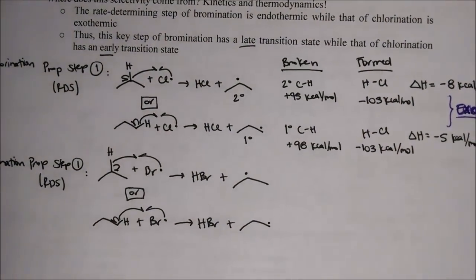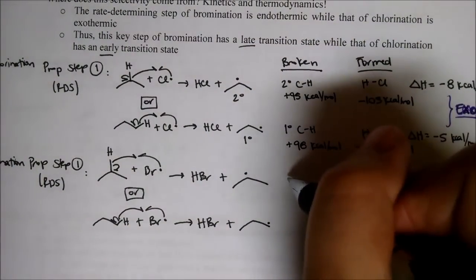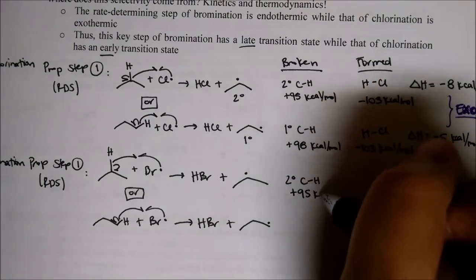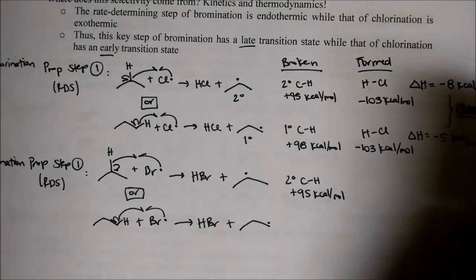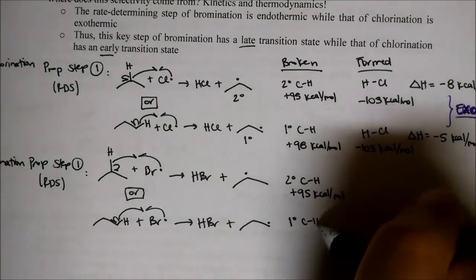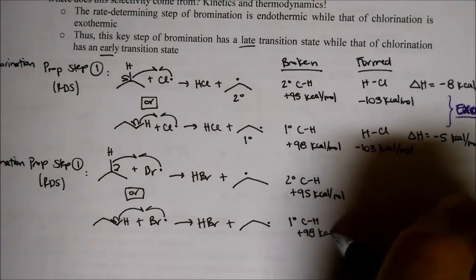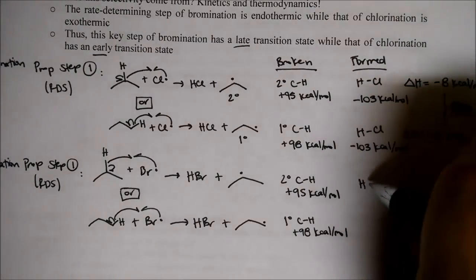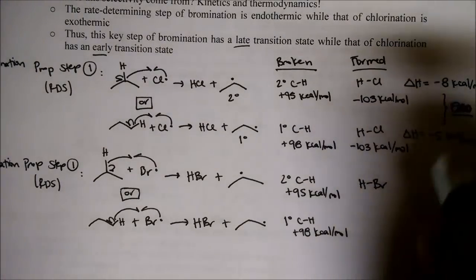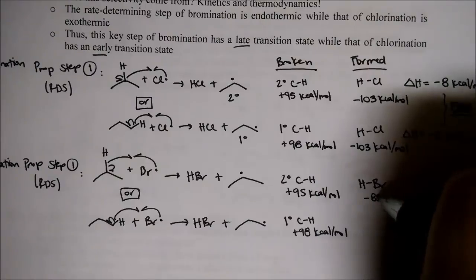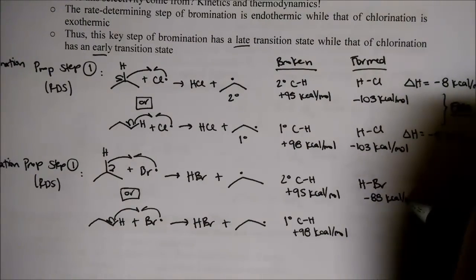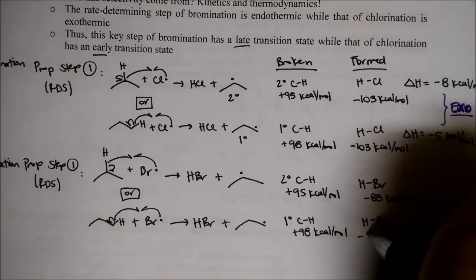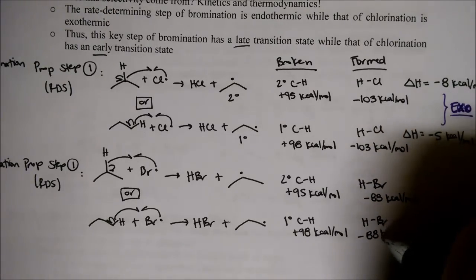So what bond was broken here? Again, it was a secondary CH, so this was plus 95 kcal per mole. And then in the primary, it's the same, sorry, plus 98 kcal per mole. But now what's different in terms of forming, we form HBr instead of HCl. And this is only negative 88 kcal per mole.